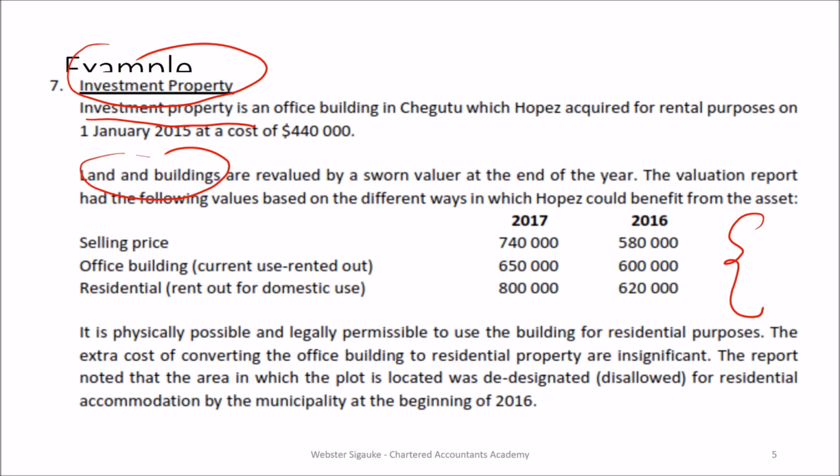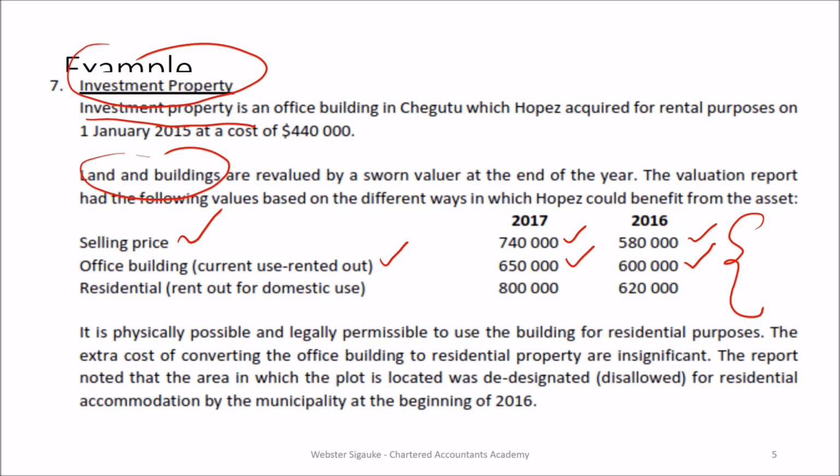And the first one is, we can actually sell this building. If we sell this building, we'll get 740,000 in 2017 and we'll get 580,000 in 2016. Then we can actually use this building as an office building and not rent it out the way we're doing. If we decide to use it as an office building, that means it's owner occupied, we'll derive a value of 650,000 in 2017 and 600,000 in 2016. Or we may use it as residential, we continue to rent it out.